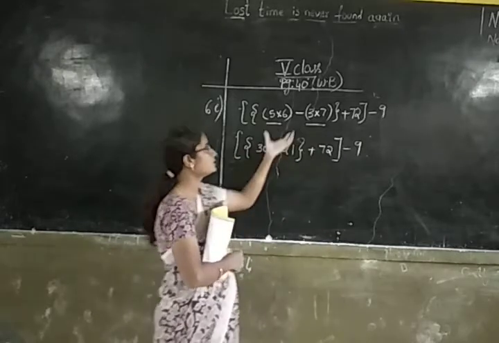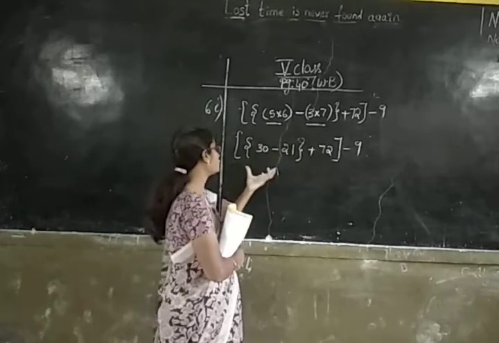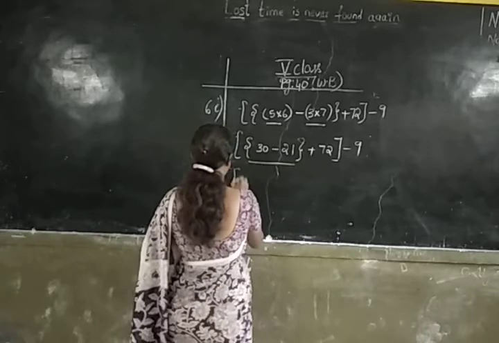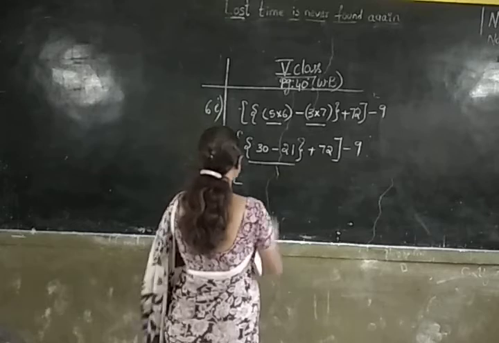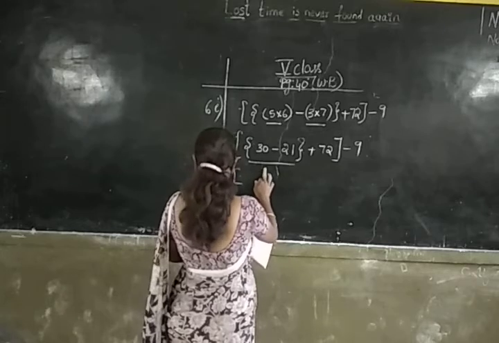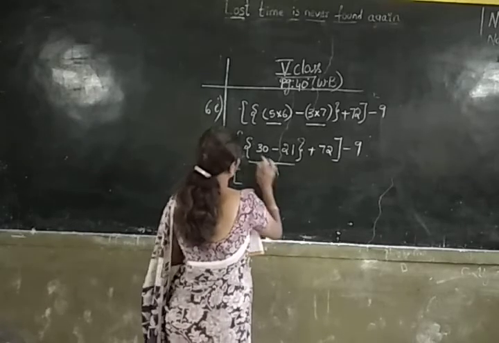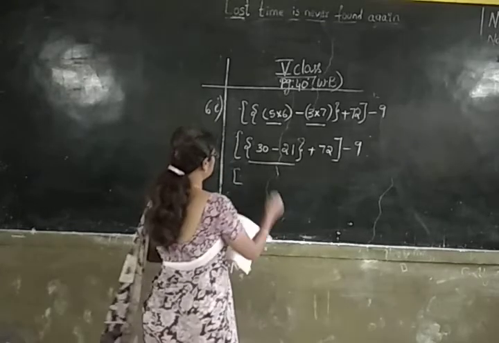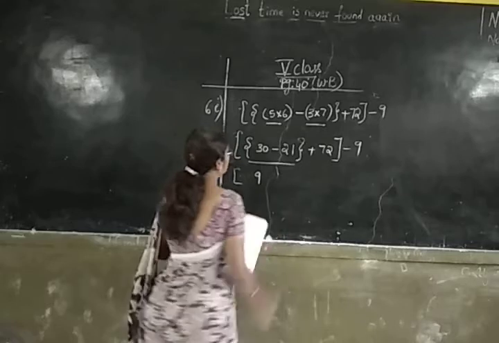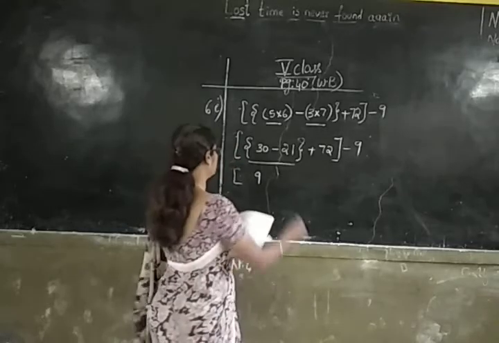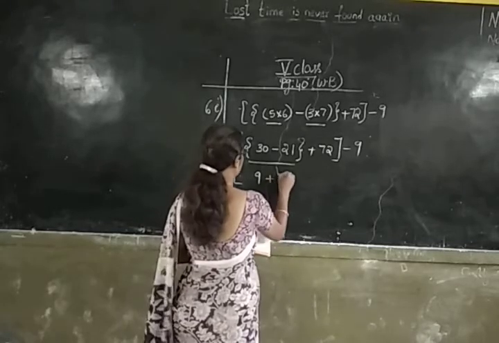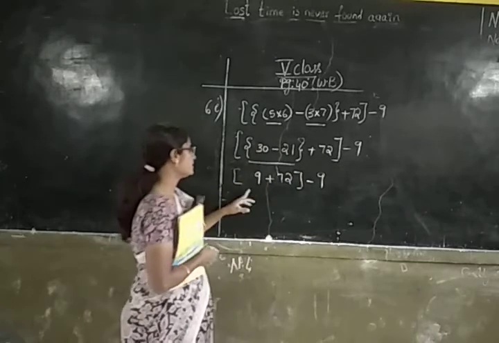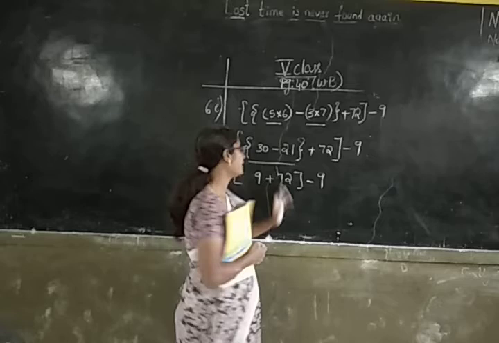So after solving the terms in the round bracket, we have to solve the terms in the flower bracket. Now we solve the terms inside the flower bracket. 30 minus 21 is how much? 30 minus 21 is 9. So it becomes 9 plus 72, minus 9. Okay children?